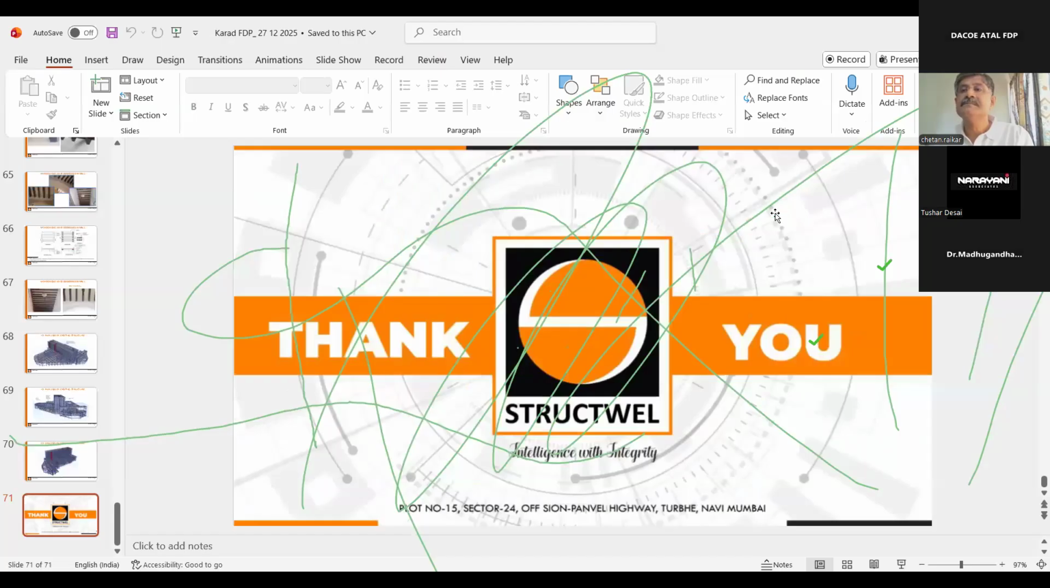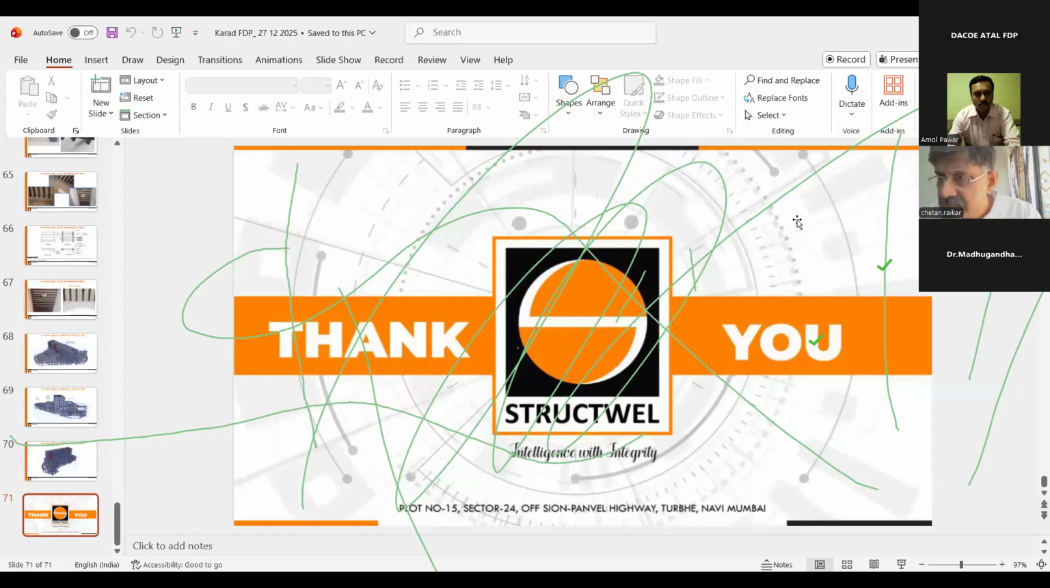So what are the policies for heritage structures nowadays? Heritage structure retrofitting. Can you be a little louder? I'm not able to hear you. Heritage structure retrofitting. What are the policies nowadays of the government?